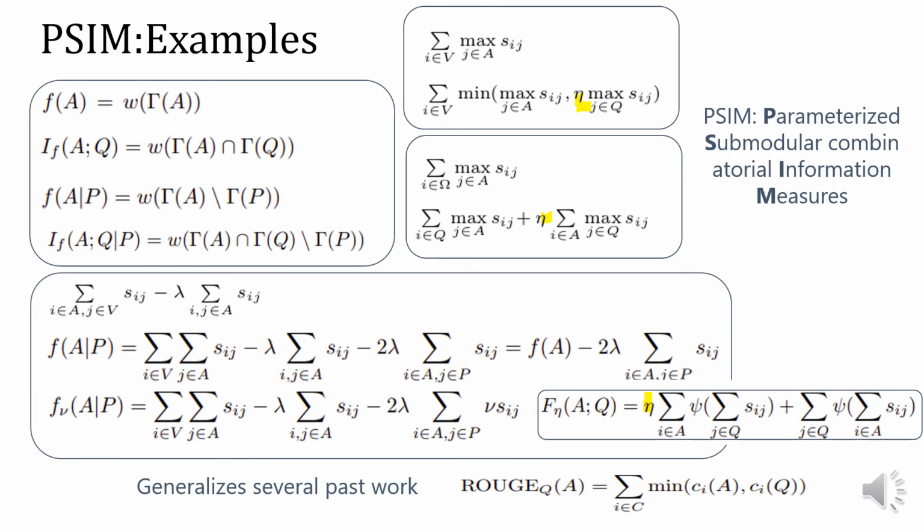And the very interesting examples of PSIM, we call this PSIM an acronym for parameterized submodular combinatorial information measures, and it turns out that this generalizes several existing functions. We also have several parameters here which look at, for example, the trade-off between coverage, diversity, representation, and so on. And this generalizes several past works including Rouge, which was referred to in the work of Siachik.